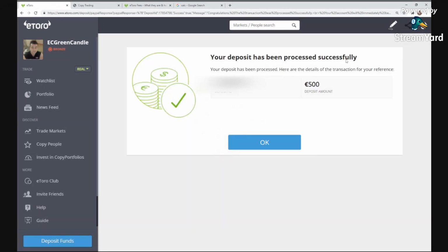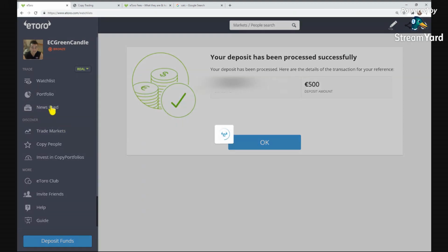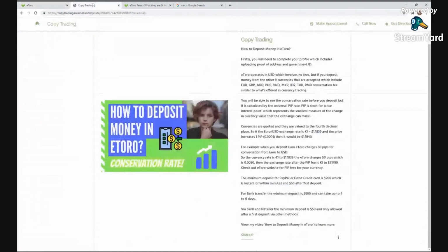Your deposit was processed successfully. Okay, you have a deposit ID, deposit amount. So I already have about 500 in my account, so that'll bring me up to 1,000. So I'll have a bit over 1,000 for day trading, and I'll build up on that every month. So okay, thanks very much. So that's done. I hope that answers everyone's questions.